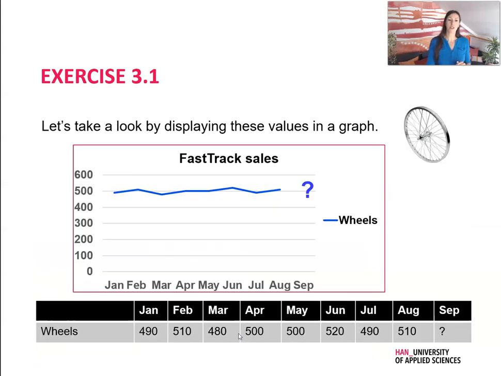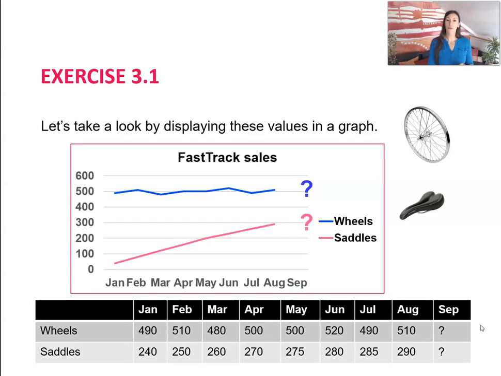Let's focus on the first. Here we have the data for past sales of the wheels. You can see how in January we sold 490 wheels, then 510, 480, 500, 500 again, 520, 490, and 510. Based on these numbers, what would you guess the forecast for September would be? What kind of reasoning do you use? Think about it for a second and then write down your best guess so that we can discuss it later in class. Then we can move to the next item.